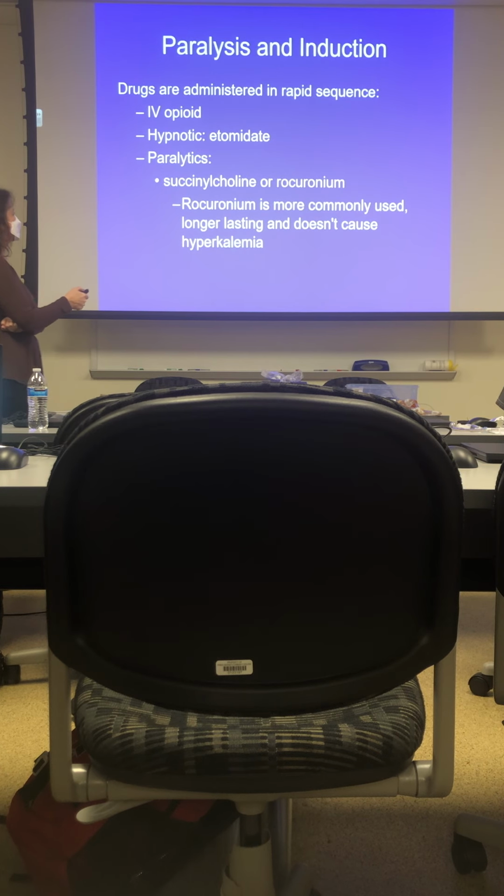Okay? And we use rocuronium more because it's longer lasting and it doesn't cause hyperkalemia, increased potassium level. Yes? Etomidate is for the intubation. So that's just to make the patient feel sleepy, okay? So they don't remember all of this nonsense. So 3 things when we're giving RSI, rapid sequence intubation: we're giving them pain meds, we're giving them sedation, and a neuromuscular blocker, which is rocuronium.